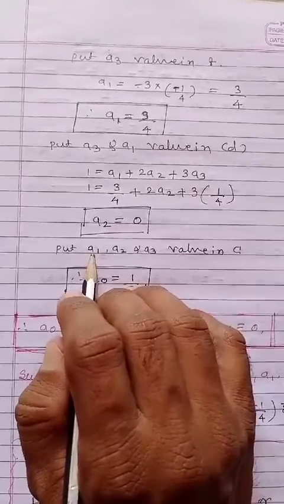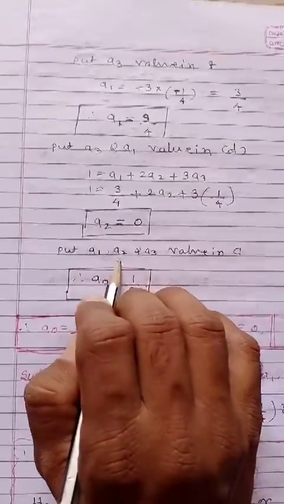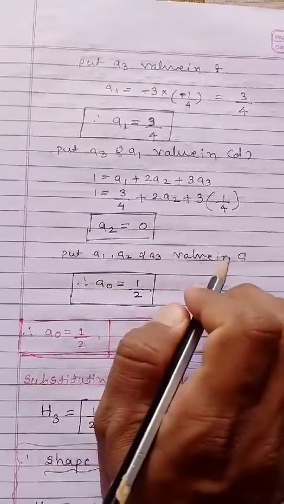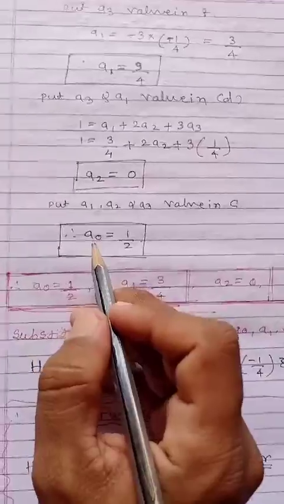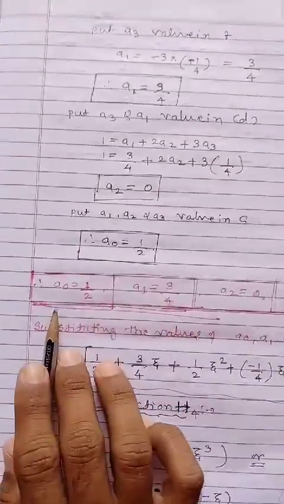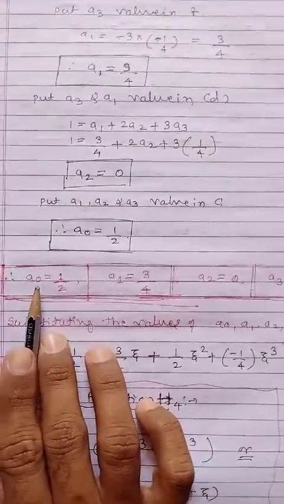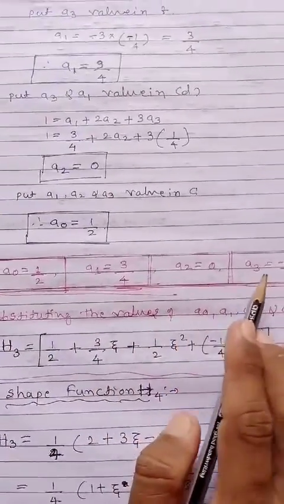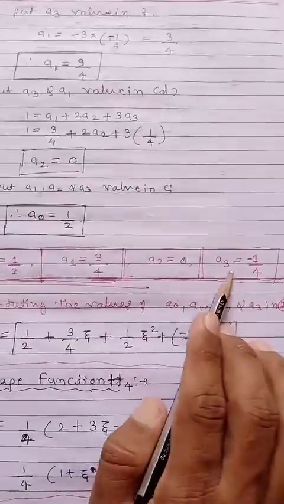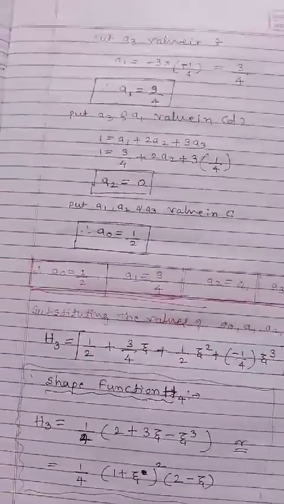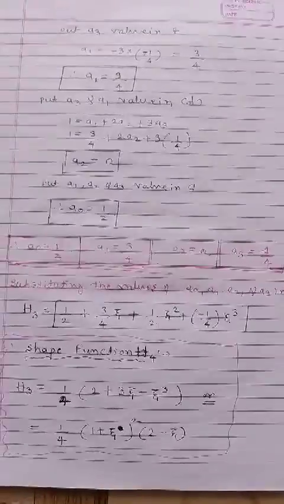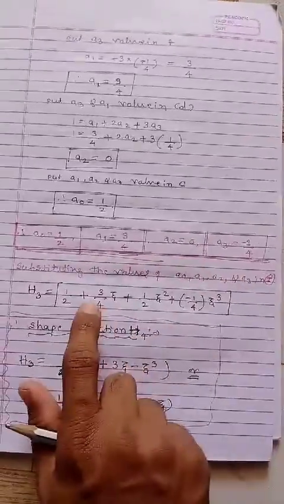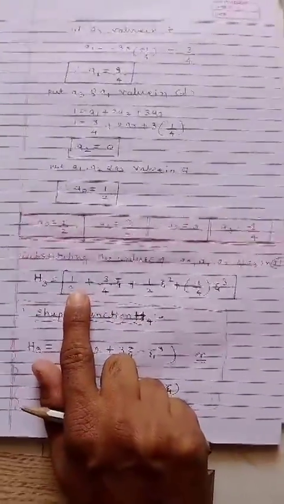Again, now we got the three values A1, A2, A3. Put these three values in equation C, we got the other unknown called A0. So now I got all four unknowns: A0 is 1 by 2, A1 is 3 by 4, A2 is 0, A3 is minus 1 by 4. Now with all four unknowns, substitute all these four values into equation 1. Again we will get the Hermite shape function of element 3.